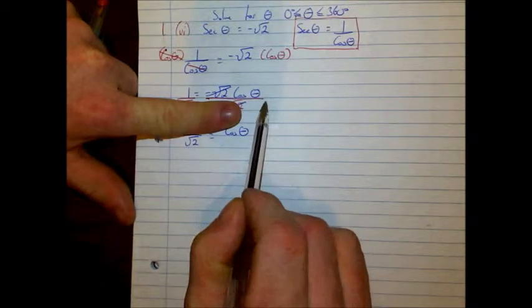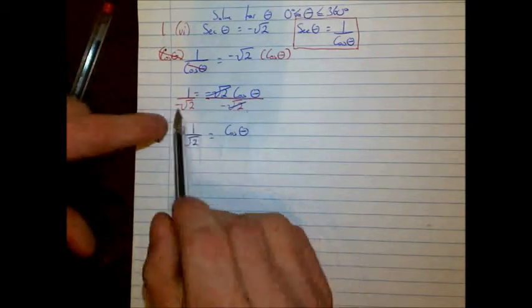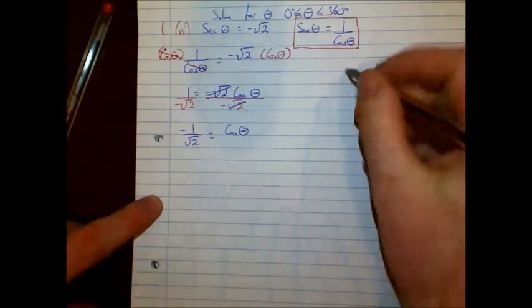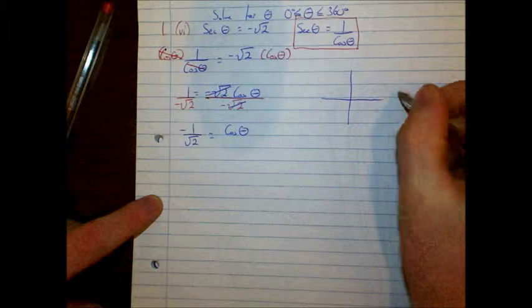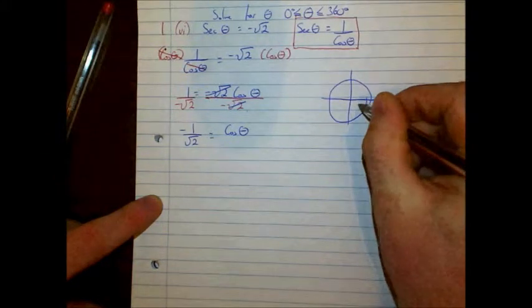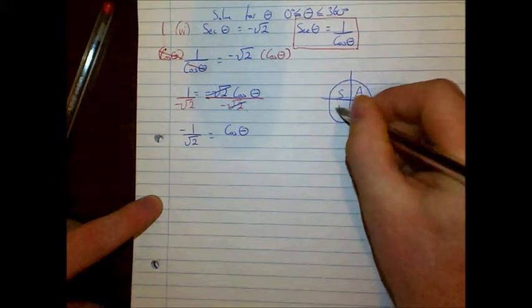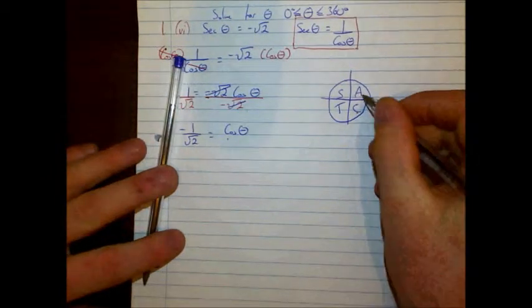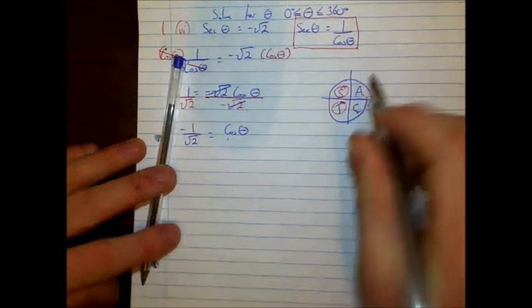I divide both sides by minus root 2, so now I'm left with cos theta equals minus 1 over root 2. Now it's just the same as the previous question from here on in. Draw my unit circle, C, A, S, T. Cos is negative. Where is cos negative? Here it's positive, here it's positive. So in the second quadrant and the third quadrant.